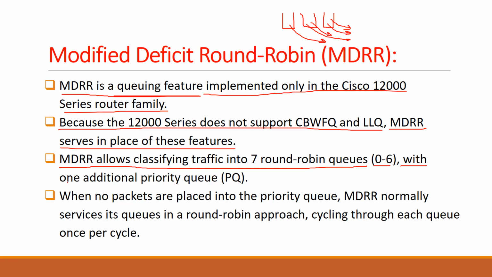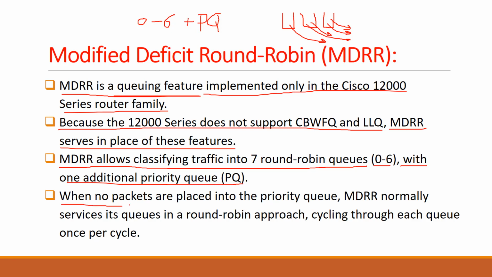With one additional priority queue. So it uses round-robin queues from 0 to 6 plus a priority queue.